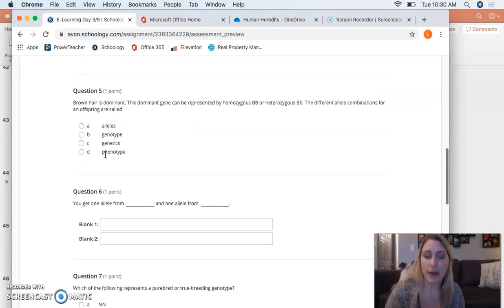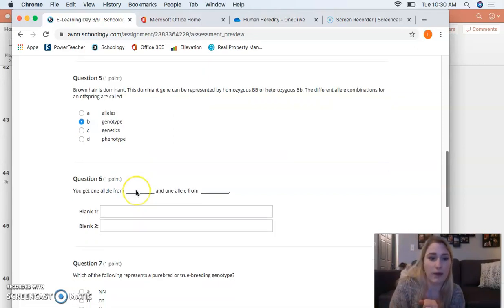Number 5, brown hair is dominant. So capital letters here. The dominant gene can be expressed by homozygous dominant, so capital B, or heterozygous, capital B, lowercase b. The different allele combinations for an offspring is called the genotype. We are finally getting into the allele combinations. We are looking at the letters themselves. That is a genotype.